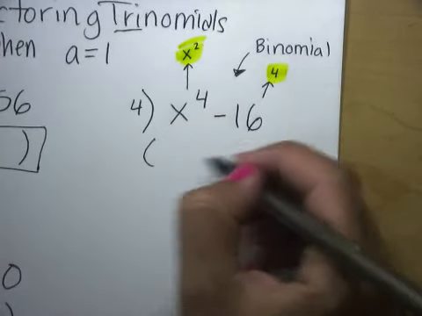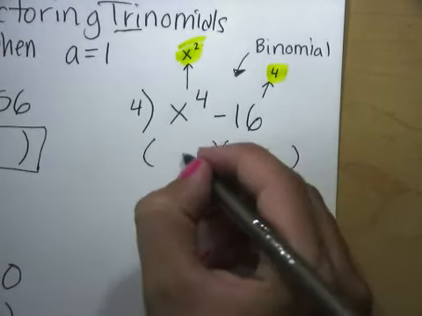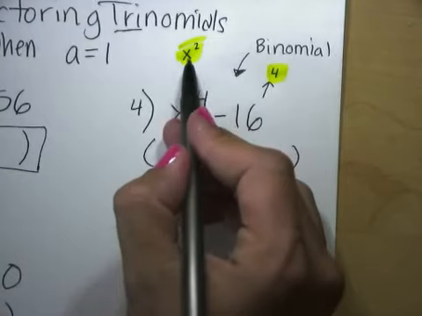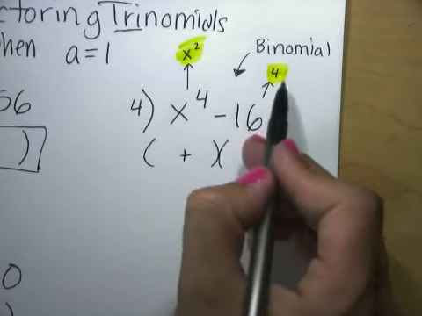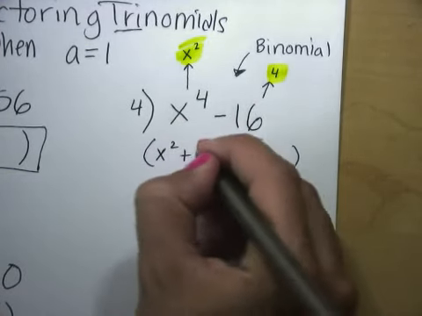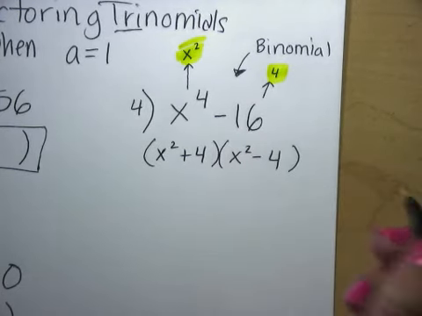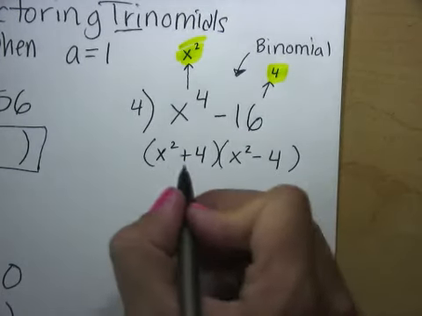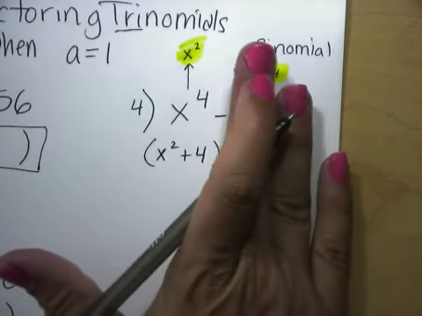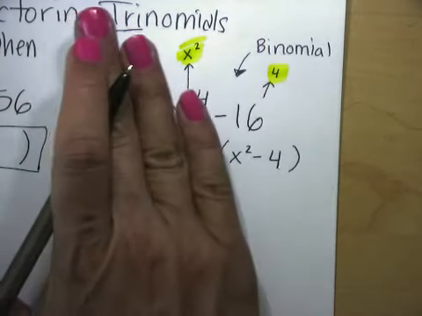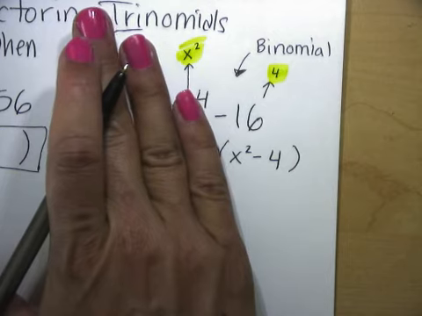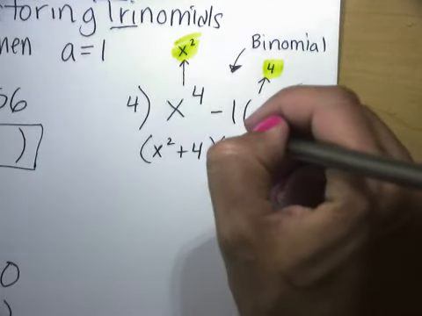So that means this is the difference of 2 squares, which we always have a plus and a minus. So it's always this plus this and this minus this. So x squared plus 4, x squared minus 4. And this is why I did this example, because now if I look at what I have in each set of parentheses, I can't factor x squared plus 4 any further. But if I look here, x squared minus 4, you guys, is a difference of squares again.